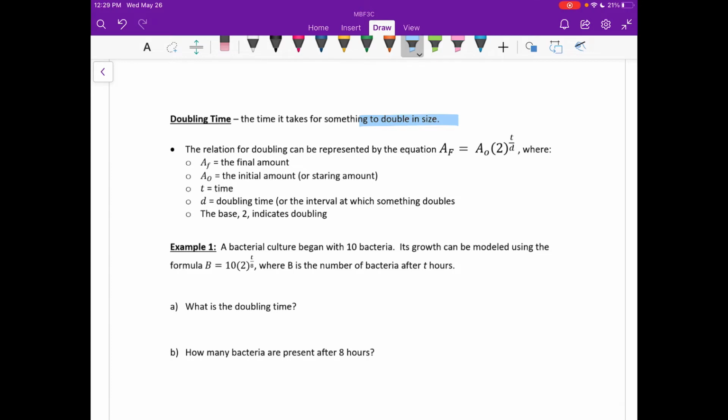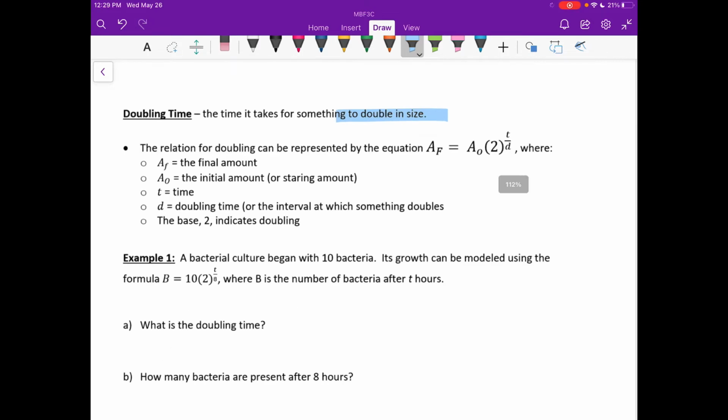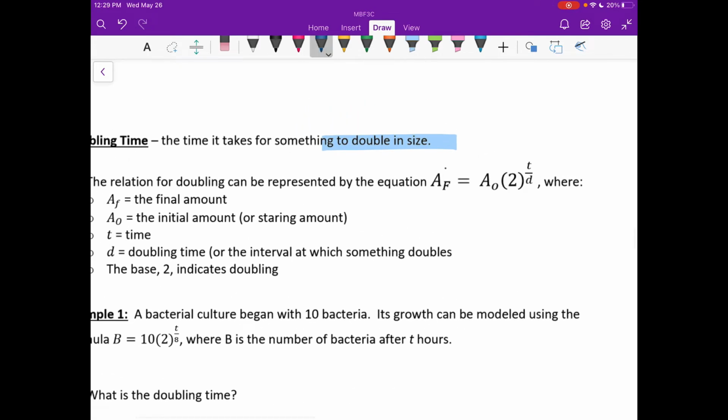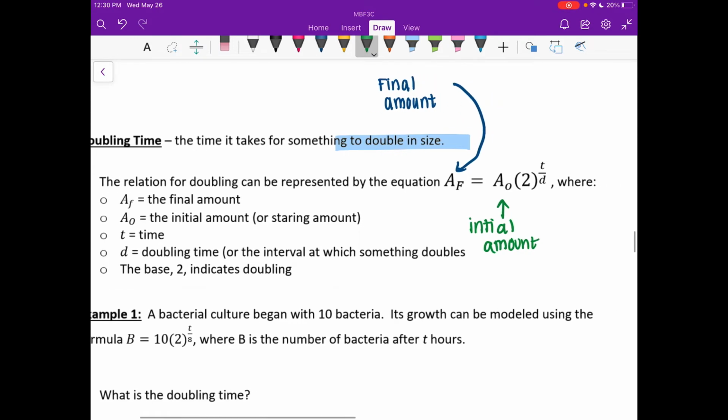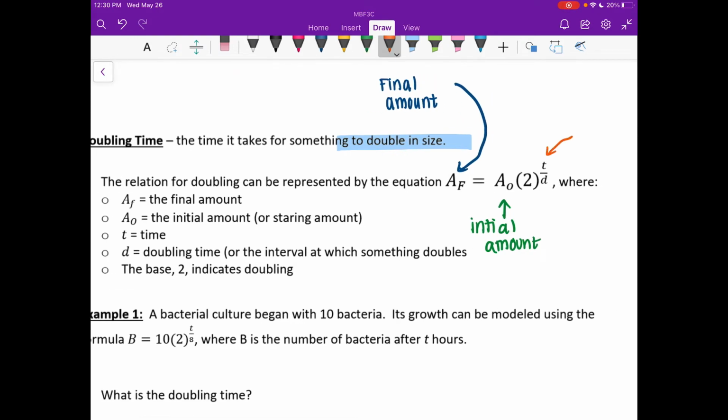Could be a population, could be the spread of a disease, could be the number of bacteria in a colony, anything like that, right? When we look at doubling time, we use the equation AF equals A naught, or A0, times 2 to the power T over D. And in this situation, AF, same thing, represents the final amount. Right? A naught represents the initial amount. And I always like to look at it, it's A0, so it just means the initial amount when nothing's happened to it. Right? T represents the time that's passed.